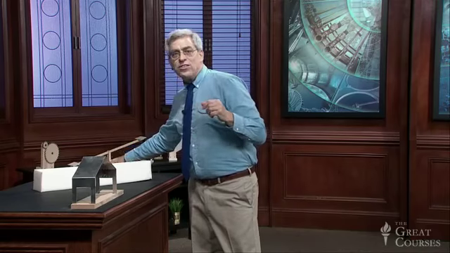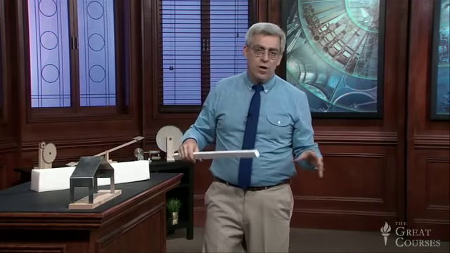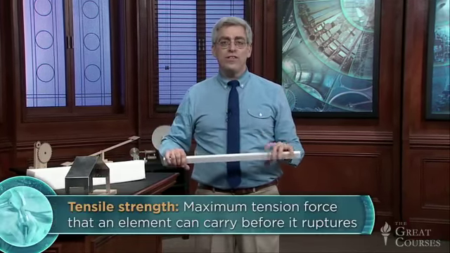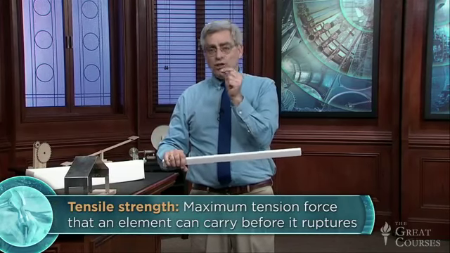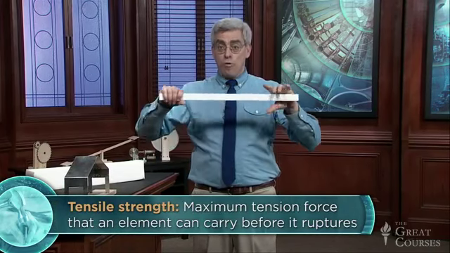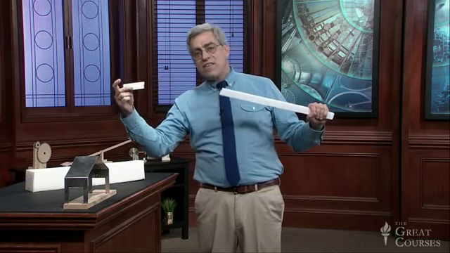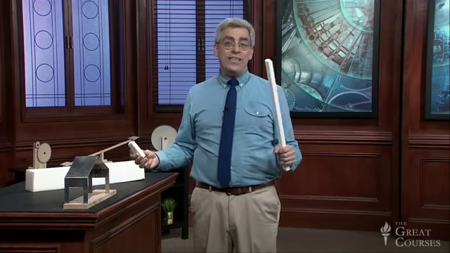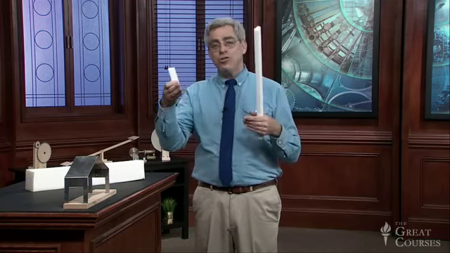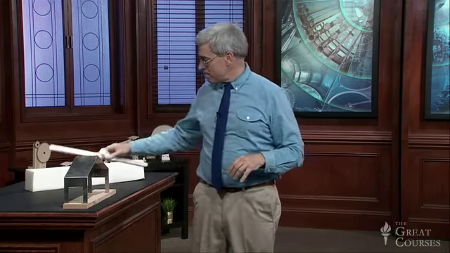Now, a structural element with a particular set of dimensions made of a particular material has a well-defined strength with respect to each of these 4 behaviors. For example, tensile strength is defined as the maximum tension force that an element can carry before it ruptures. It took me about 5 pounds of pull to break this element in tension, and so we say that this element has a tensile strength of 5 pounds.